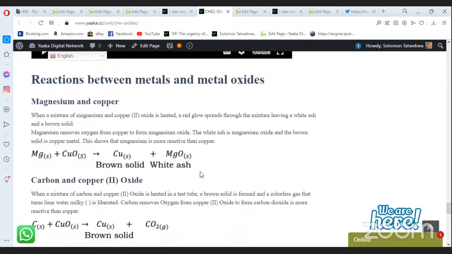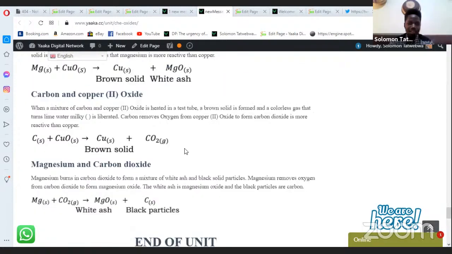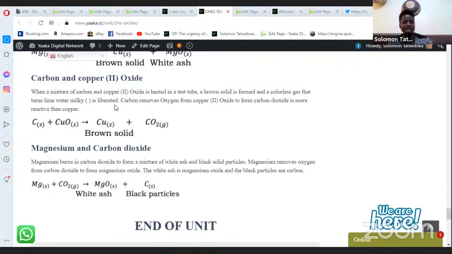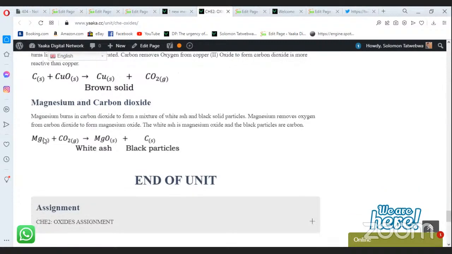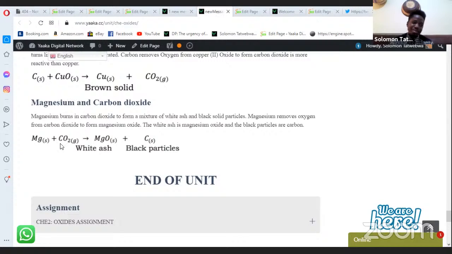So that shows a good example of how to apply the knowledge of the reactivity series. The other one we can look at is here, carbon and copper oxide. Carbon is more reactive than copper, so it will displace the copper away from the oxygen, and then you remain with the copper solid, and carbon dioxide will be formed. Here we see magnesium is more reactive than carbon, of course. So magnesium will displace the carbon away from this oxygen, take up the oxygen to form magnesium oxide, and then carbon will be displaced.